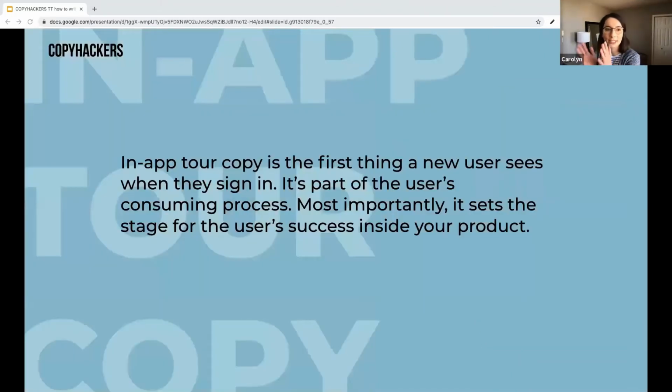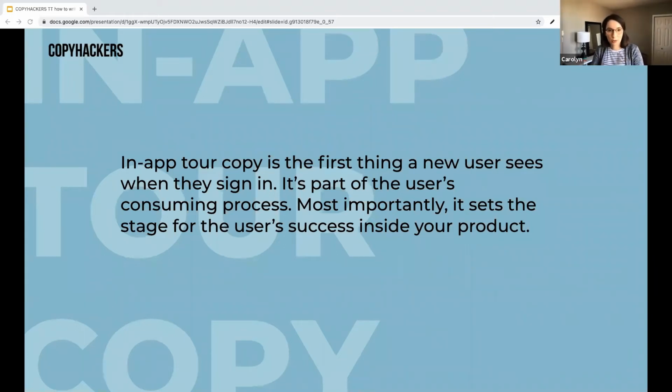So let's start by defining what in-app tour copy is. It's that first thing a new user sees when they sign in. It's part of the user's consuming process. That consuming process comes from the job to be done framework and essentially stretches from the decision to purchase, so yes, I'm going to purchase this, through to completing the purchase, moving through the checkout cart and then into that first use of the product that they've just purchased. Most importantly, the in-app tour copy sets the stage for the user's success inside your product.